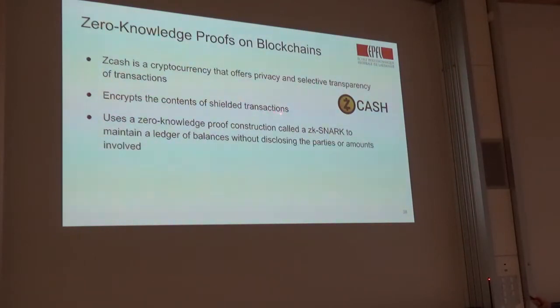Yeah, they have this shielded and transparent. Okay, I forgot the names. So transparent transactions are transactions that are visible, and shielded transactions are these zero-knowledge proofed transactions. Now, the big problem with these ZK snarks is, one of the big problems.